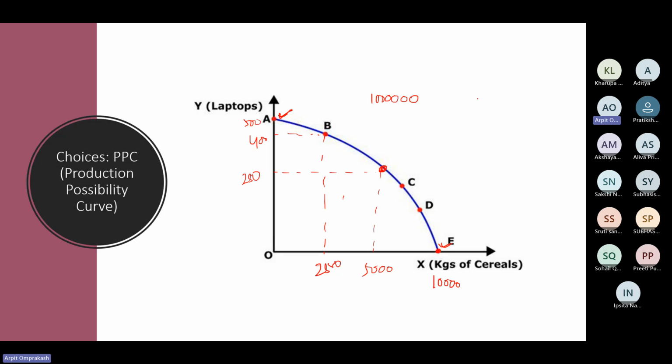However, if we choose a point here, what we are doing is producing, let's say, 200 laptops and 3,000 kgs of cereal.